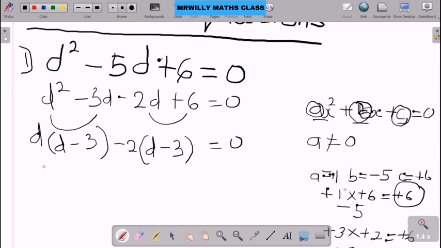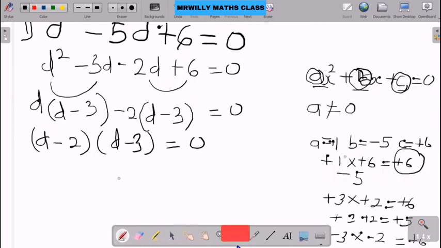You can now write it as d minus 2. Can you see now? D minus 2, d minus 3 equals to 0. D minus 2, bracket d minus 2, then bracket d minus 3. So you can now write it as this. We are solving for the roots. You can write that d minus 2 equals to 0, or d minus 3 equals to 0.